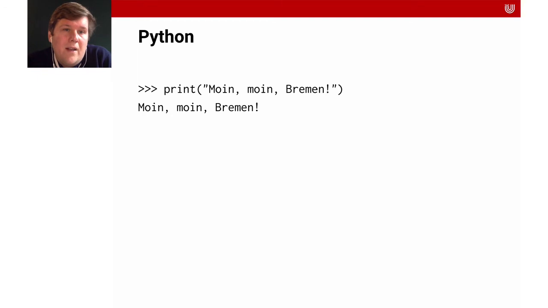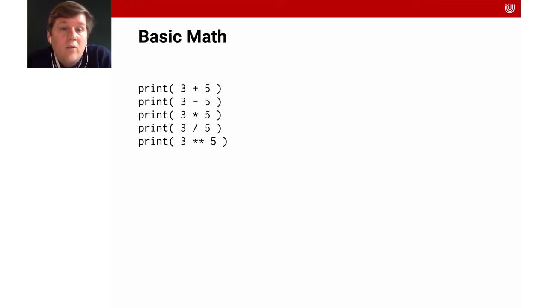Python is a programming language like many others. You can print strings using the command print, but as you know, this is always a very good starting point. So this is the modern version of Hello World, let's say. You can do basic math, you can do addition, subtraction, you can also do things to the power of something. So 3 to the power of 5, you express with the 2 stars.